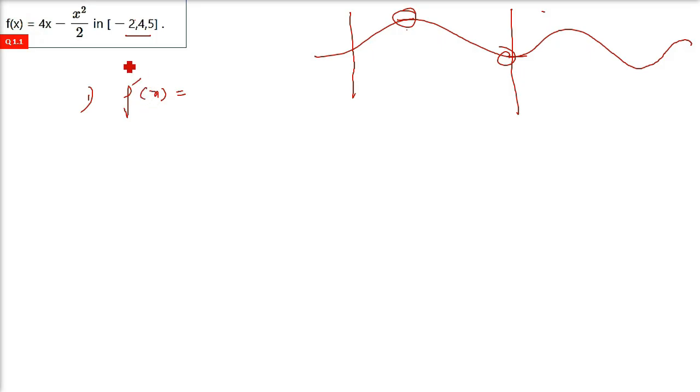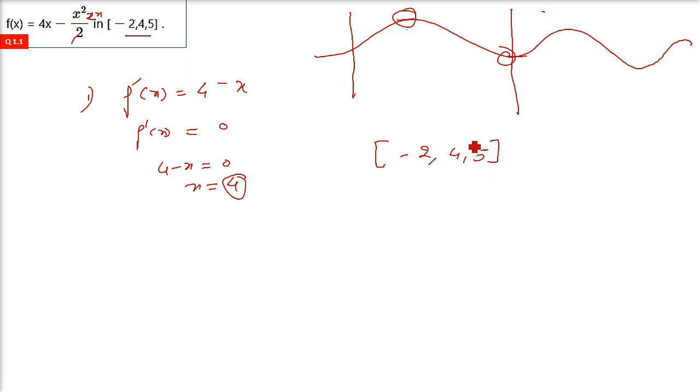So the first thing we do here is differentiation. When we differentiate, this becomes 4 minus 2x divided by 2, so it's 4 minus x. In order to find the maxima and minima, we just put f dash x equal to 0. So 4 minus x is equal to 0, that means x is equal to 4. This is the critical point, and it still lies in the critical point list which is given in this question.